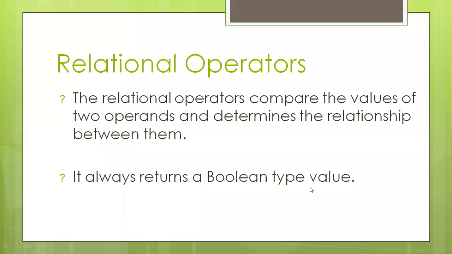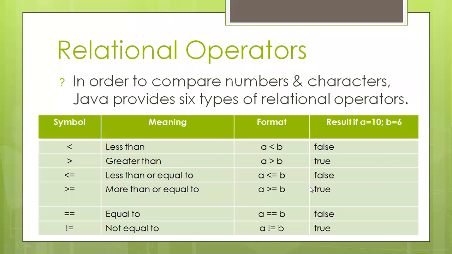Okay, so the six types of relational operator are here: less than, greater than, less than equals to, greater than equals to, equals to, and not equals to. Okay, so less than: if A is 10 and B is 6, so A less than B, 10 less than 6, the condition is false. So the result will be false.